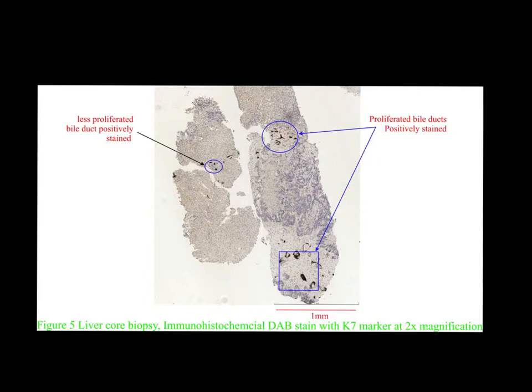In the liver core biopsy, when we apply the keratin 7 marker, it hasn't stained the cancer, but it has stained the bile ducts. These are positively stained proliferating bile ducts. From this, we can deduce that keratin 20 was positive, which has stained the liver cancer, and keratin 7 is negative because it hasn't stained the cancer. So there are two cancers that give these results. These are the colorectal cancer and the Merkel cell carcinoma.